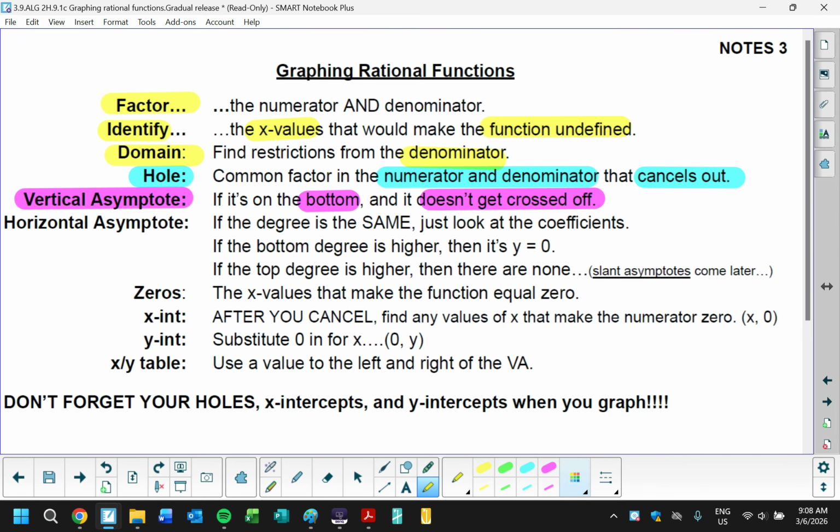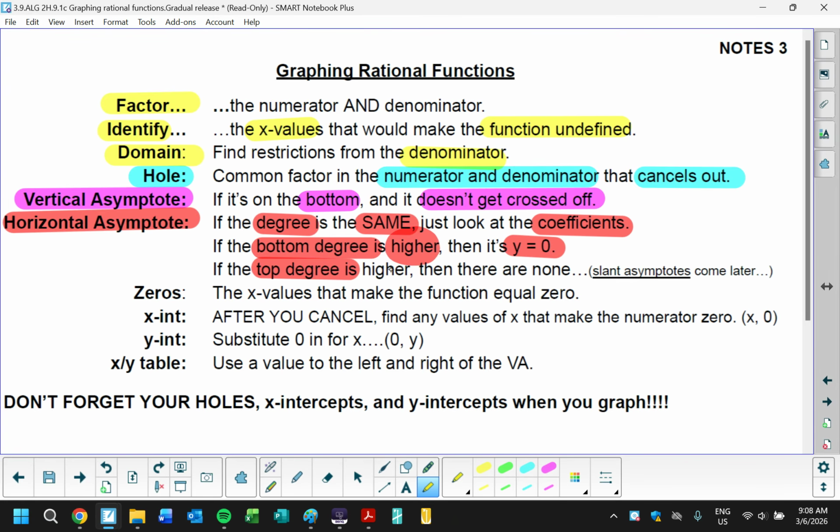Horizontal asymptotes can be a lot trickier. For the horizontal asymptote, you actually have to look at the degree of the polynomial. Most often, if the bottom degree is higher, you're going to have a horizontal asymptote at y equals 0. That's very common. If the degree is the same, then you have to look at the coefficients, and it's going to be the ratio of those coefficients. We'll get to examples of these, folks.